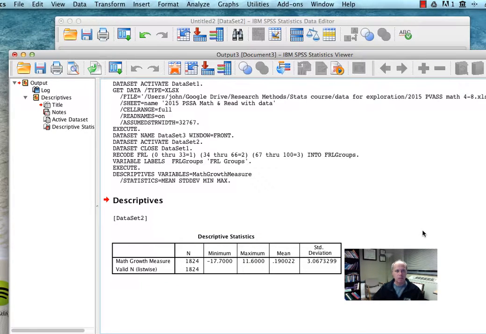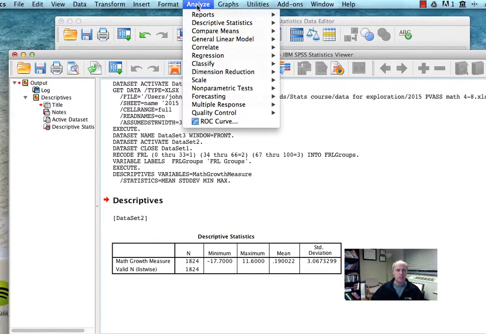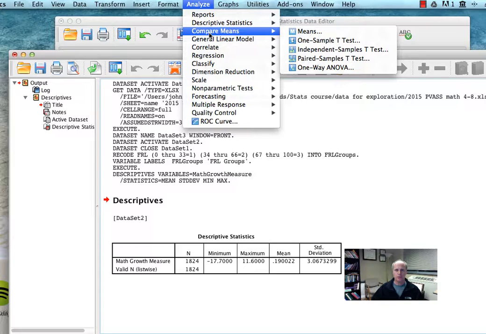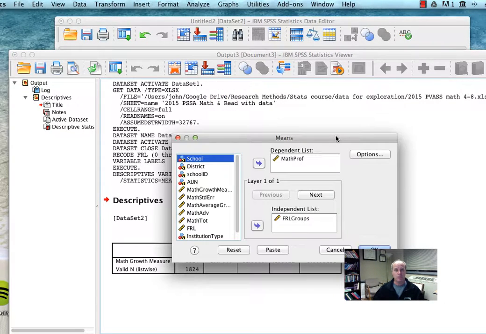I'd like to know how the charter schools do compared to other schools. So I can compare means. And you notice here there's one sample t-test, independent sample. These are some topics we're going to be getting into in the future, and those are inferential statistics. For now, we're just doing straight compare means. All right, let's do math proficiency. I'll start this over again.